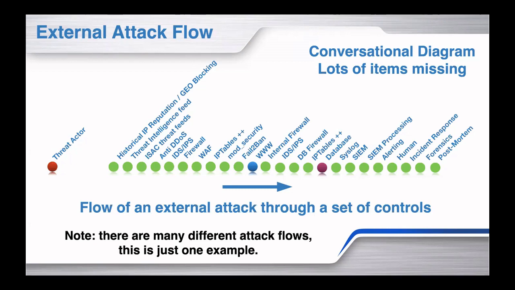That might feed into a SIEM if it's not also a SIEM. Then you've got processing of your SIEM rules to say, hey, I found something. Maybe we alert a human. Maybe that triggers an incident response process. And then eventually maybe we have to do forensics and postmortem. So in a sense, this is the flow of an attack. And I just use this as an example because it's really easy to explain. But this is one example of an external attack flow.